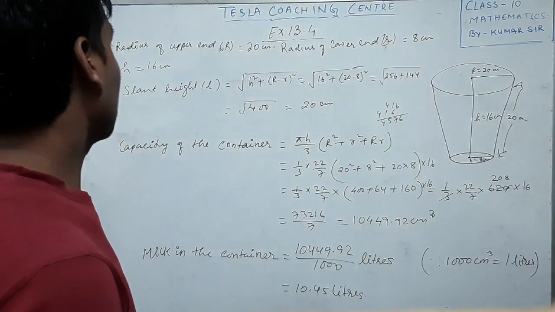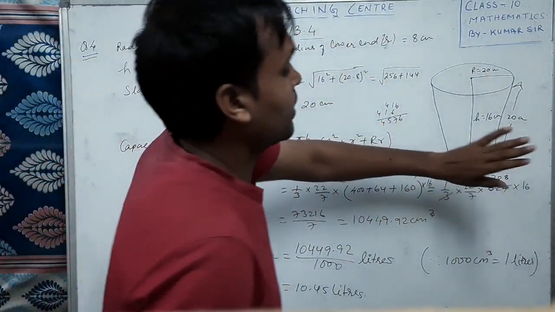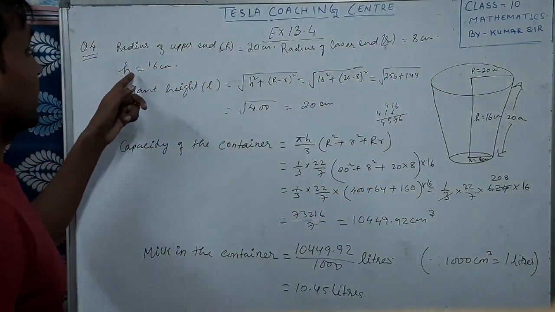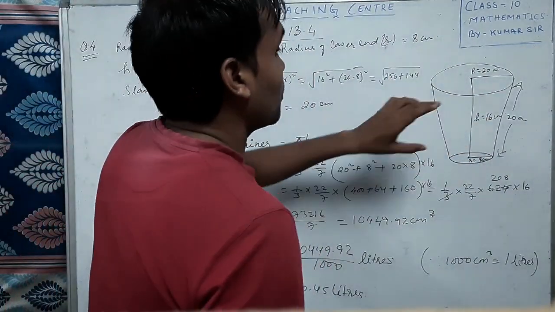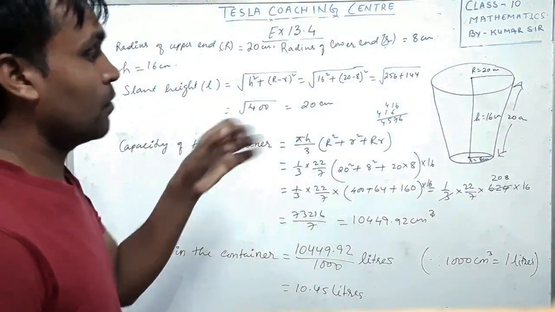Okay, fine. So the radius of the upper end is given as 20. The radius of the lower end is given as 8. Now h is given as 16. We don't know the slant height, but we need the slant height to find the volume.